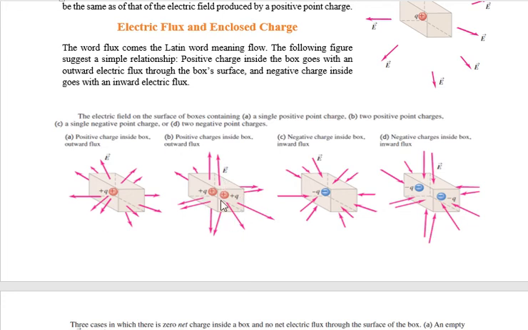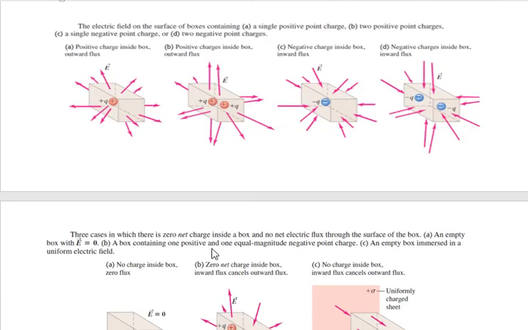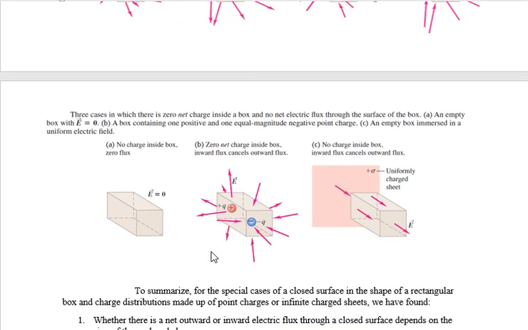Meron tayong surface dito that surrounds that electric charge. Then yung electric field natin ay dadaloyin siya outside, going outward from that surface of the Gaussian surface. Then yung rate na yon ay yung tinatawag nating electric flux. Okay, so yun yung ibig sabihin ng electric flux.